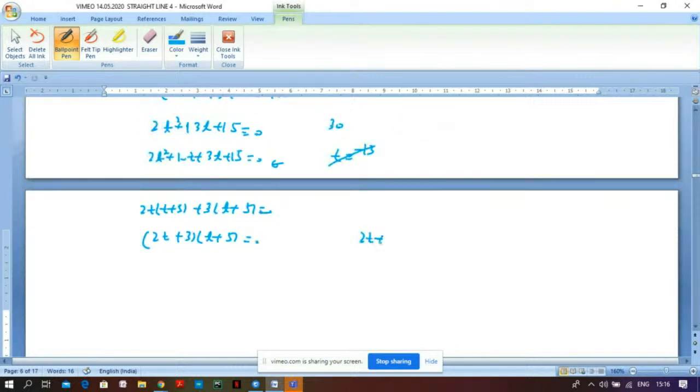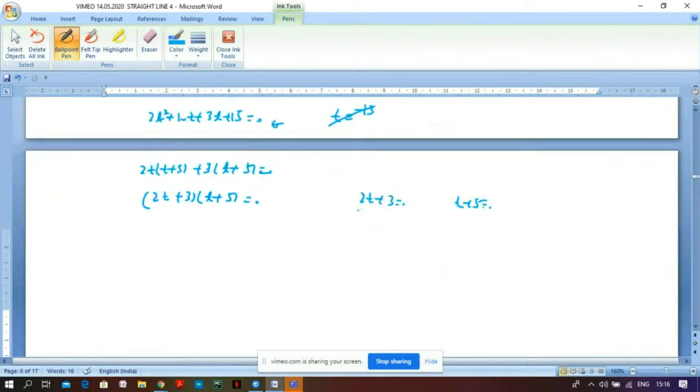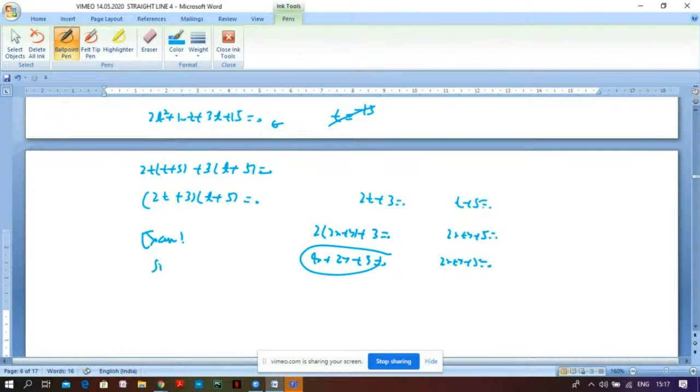So our lines are 2t plus 3 is 0, and t plus 5 is 0. Now let's see what t was. t was 2x plus y. So 2 times (2x plus y) plus 3 is 0, and 2x plus y plus 5 is 0. So we got 4x plus 2y plus 3 equals 0, and 2x plus y plus 5 is 0. So this is the method that you will use in an exam, because it's a really smart method, and it gives you the result in a short time. So just find these 2 methods.